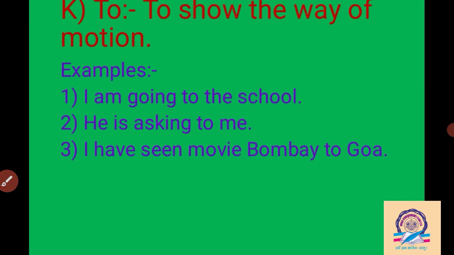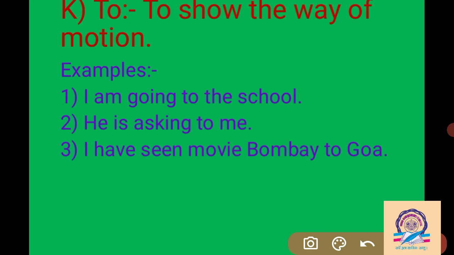Then, to show the way of motion, in which direction you are going. Like, I am going to school. Where are you going? So it shows the way of direction here. Like, I am going to the school. Then he is asking me, he is particularly asking me. So it shows the direction. He is asking questions to me only. So at that time it is a way of direction, a way of question.